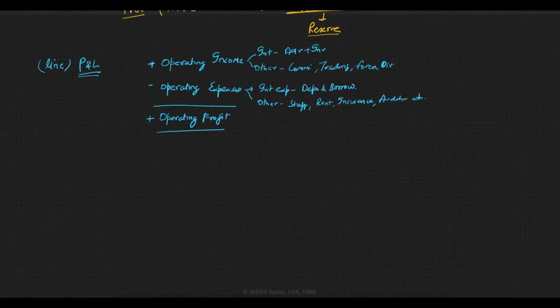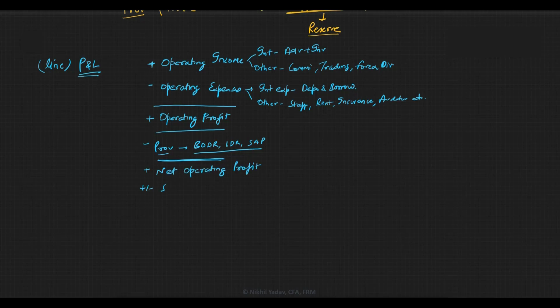operating profit. And then come the items which are known as provisions. These could be your provisions on advances, which is called BDDR, provisions for the investment assets, which is IDR, or even the standard asset provision. These are all the provisions. This leads to the next item, which is called net operating profit. Then you have profit or loss on the sale of assets other than investment, such as fixed assets. This brings us to the profit before tax.